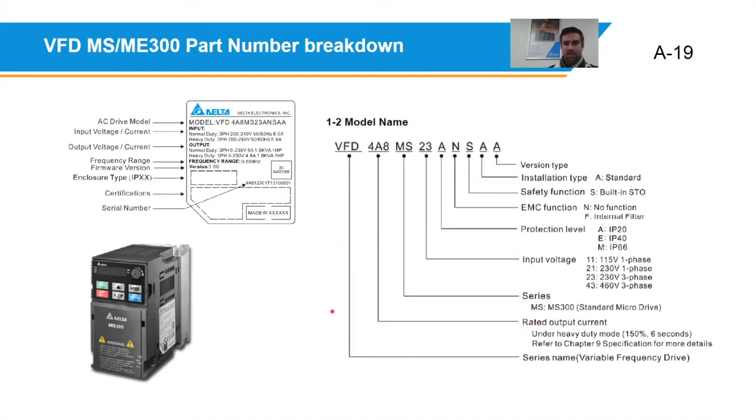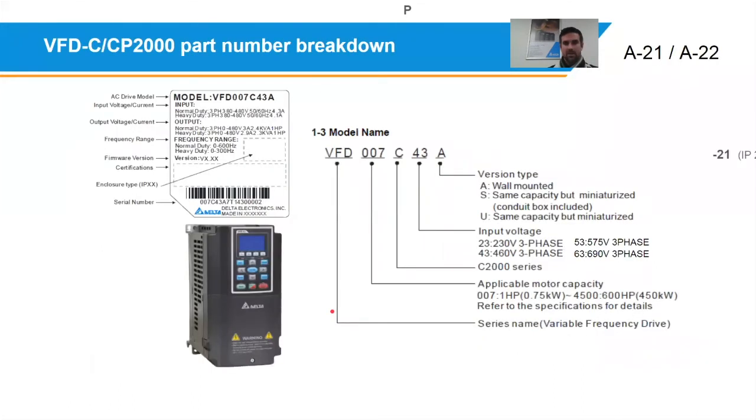Okay, let's go back to where we left off. CP2000, much the same as the C2000, just with the added suffix of -21, which indicates it has an IP21 rating. Most of the drives have kilowatts in the part number breakdown, except for the MS and the ME300. They have the drive's rated current in the part number breakdown.